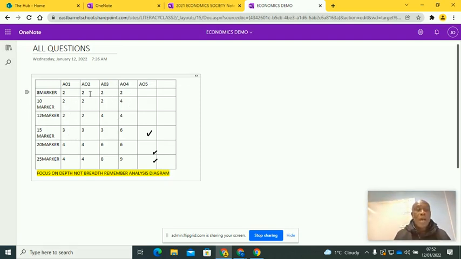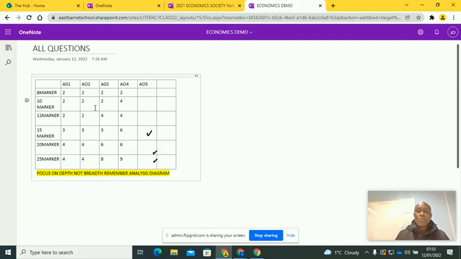It's pretty simple. I would stick to obviously one analysis point here. Point, explain your point, and then evaluate your point. So that should be straightforward. In a 10 marker, it's the same thing. The only difference is that you have evaluation of 4 marks.